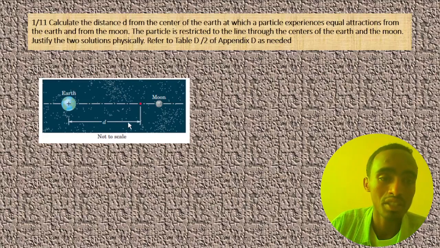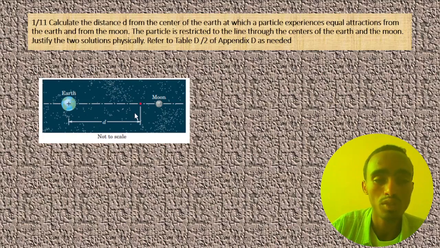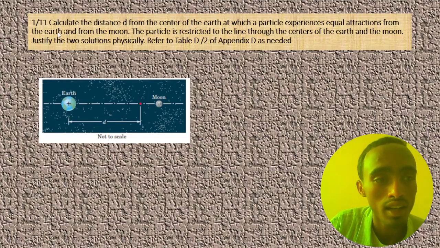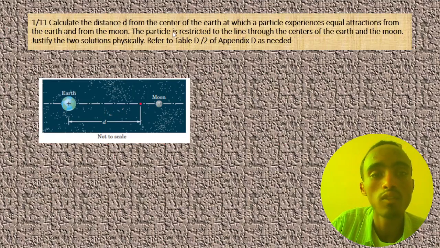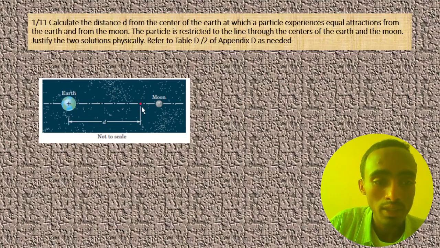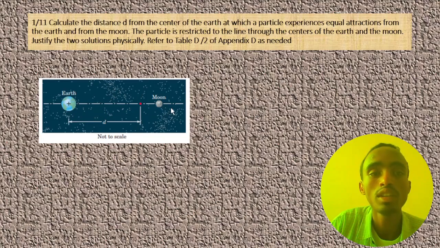This problem is calculating the distance between two massive spheres that have a force of attraction, based on the given condition. As you can see here, calculate the distance D from the center of the Earth at which the particle experiences equal attraction from the Earth and from the Moon. Here we have the Moon, here we have the Earth, and here is the point. This point has equal attraction from the center of the Earth and from the center of the Moon. Then what is this distance D?